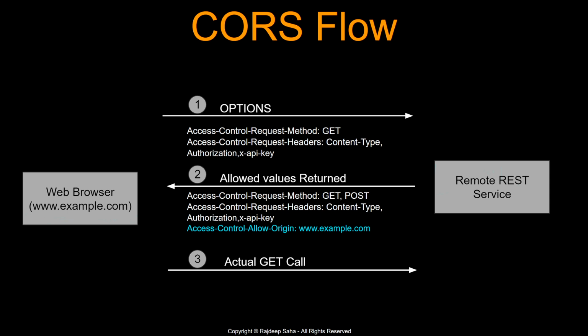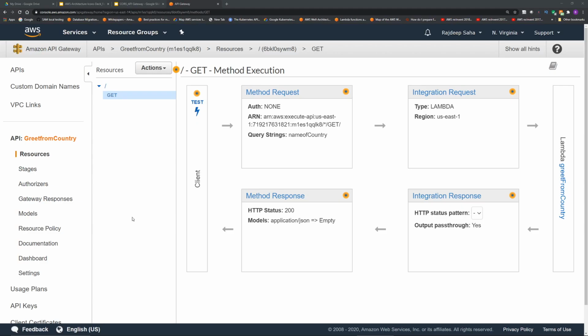All right, guys and girls, let's jump into a demo. I'm in the trusty AWS API Gateway console. So I have this sample API. This is a GET API. It's pretty straightforward. I have a query string where I'm going to pass the name of a country, and then it's going to reply back with hello from that country.